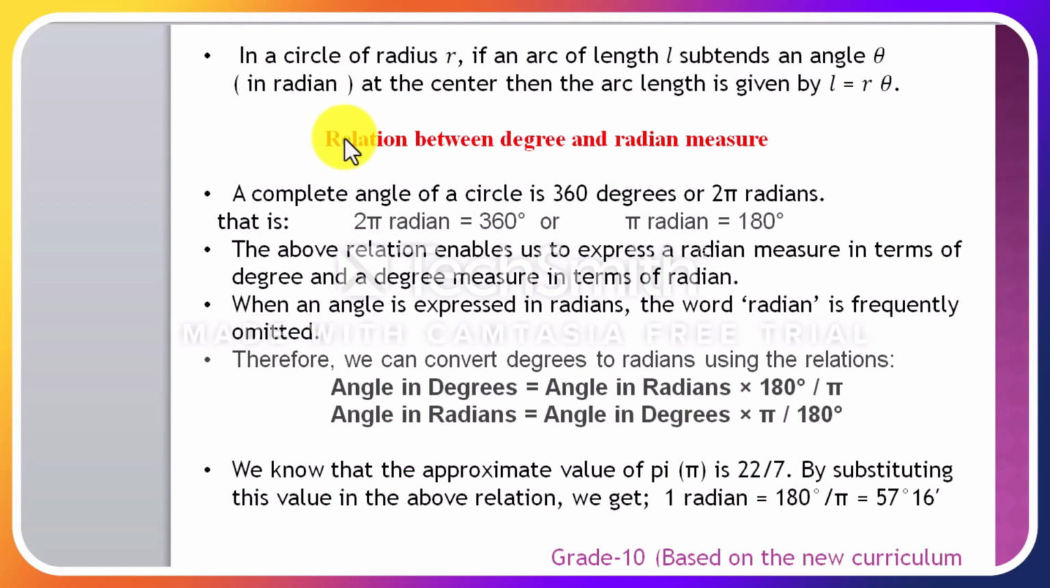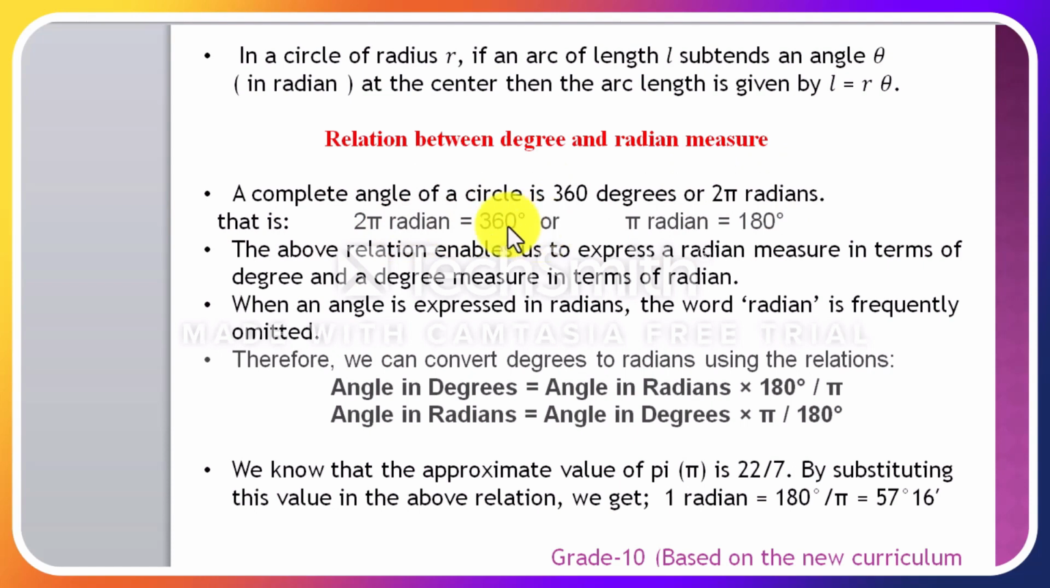The other one, now let us discuss about the relationship between degree and radian measure. በዲግሪ እና በራዲያን ሜጀር መካከል ያለው ዝምድና ምንድነው የሚለው ጋር እንምጣ። As we have said before, a complete angle of a circle is 360 degree or 2 pi radian. Therefore, 2 pi radian is equal to how much?